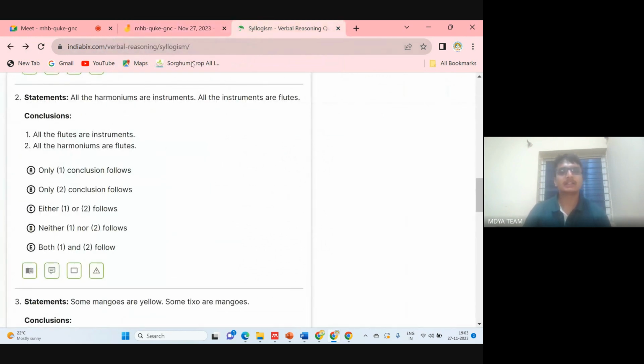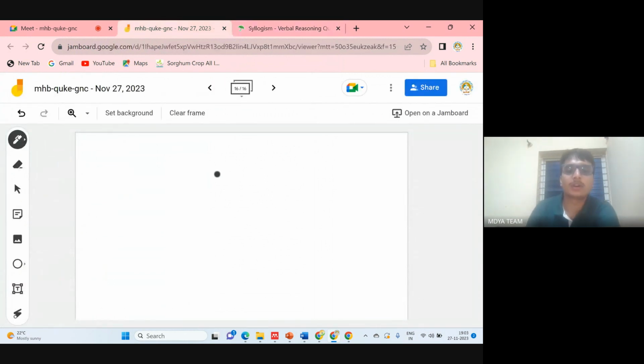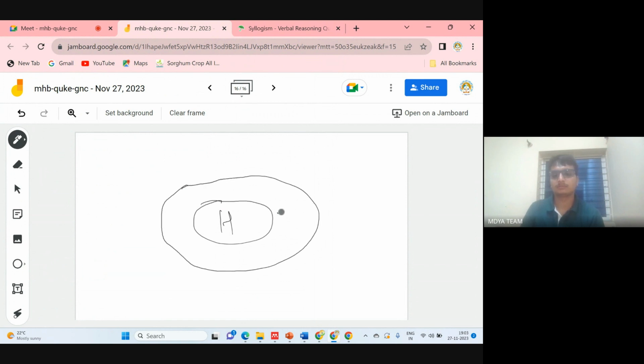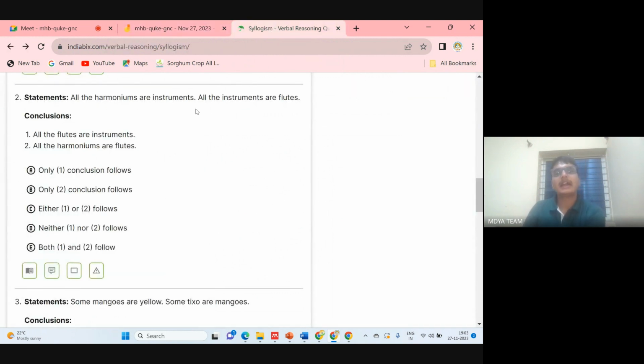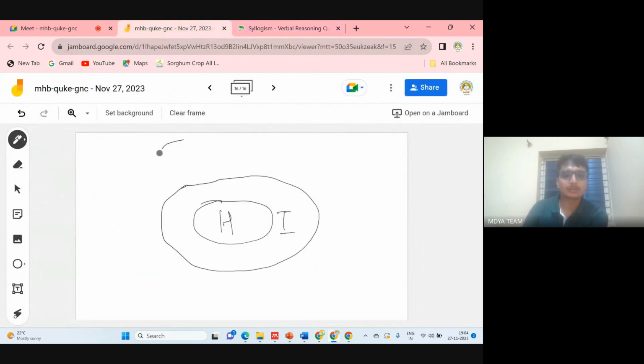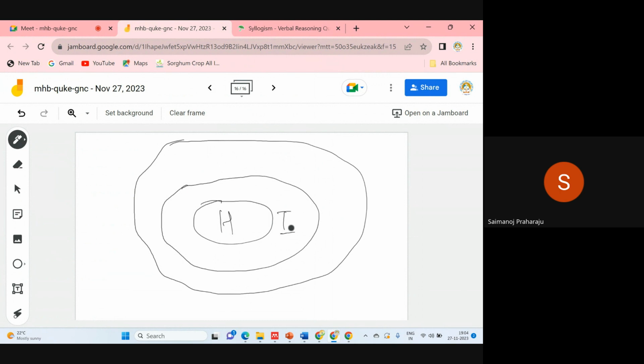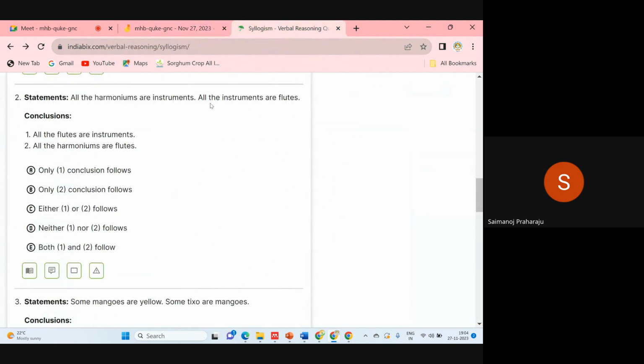All the harmoniums are instruments. So we will first draw a harmonium. This is our harmonium. And all the harmoniums are instruments. This we will make. And all the instruments are flutes. It says all harmoniums are flutes, sir. Second statement.